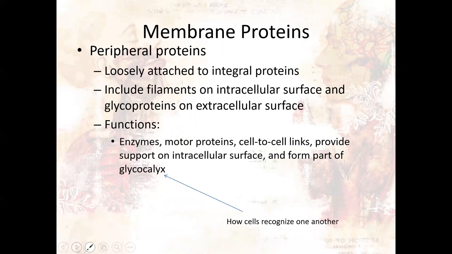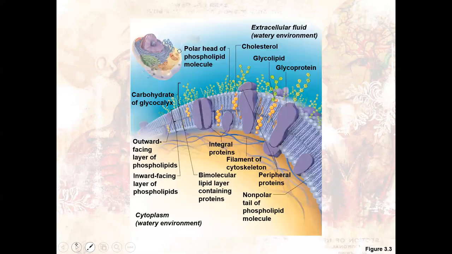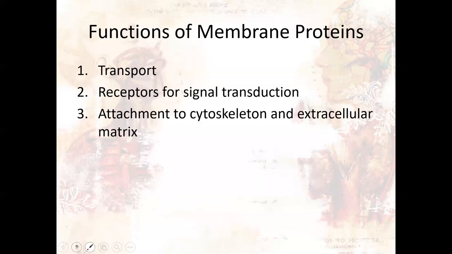Some of them are just kind of loosely stuck to the outside. Some of them go all the way through. They may be enzymes, or they may help stuff move. There's lots of functions here. And so here we see these proteins. Notice this one's got a hole in it. That makes that one a channel protein. This one's connected to something on the inside. Set off a chain reaction. So lots of function there.